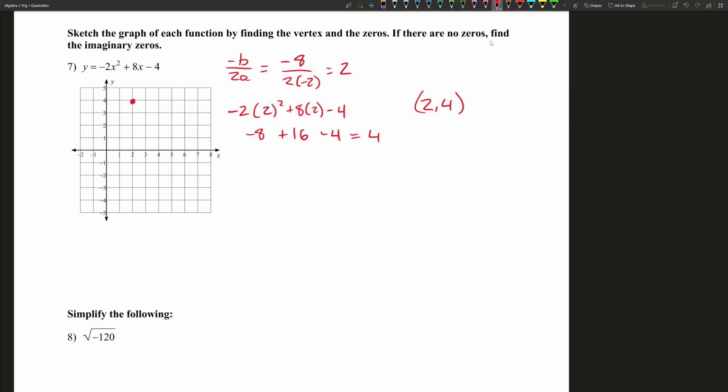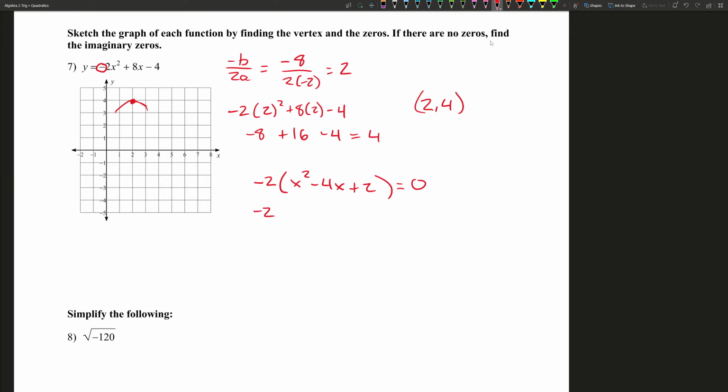That point right there is our vertex. We know it opens down because of this negative. Then we need to find the zeros. We know it's going down, so we know it's going to hit 0. Our job is to find that. I'm going to try and factor this. First I'm going to pull out -2, and what's left is x squared minus 4x plus 2, and we're setting that equal to 0.